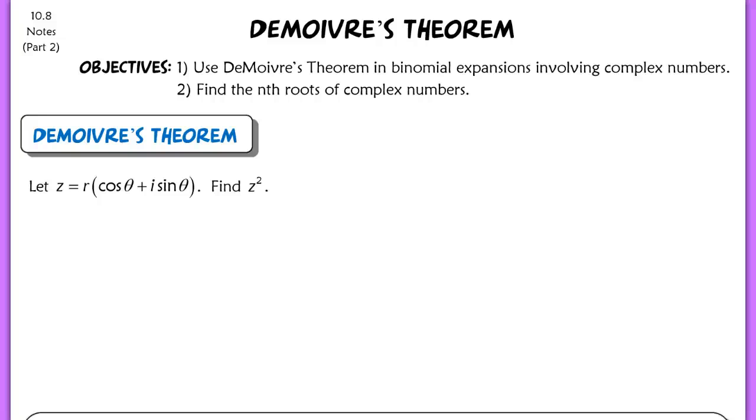This lesson is part 2 of section 10.8 on DeMoivre's theorem. I know that in yesterday's lesson we never actually got to DeMoivre's theorem, so today we're going to introduce what DeMoivre's theorem is, and then we're going to use it when we do binomial expansions that involve complex numbers. So rather than relying on Pascal's triangle, we use DeMoivre's theorem. We are also going to use DeMoivre's theorem to find the nth roots of complex numbers.